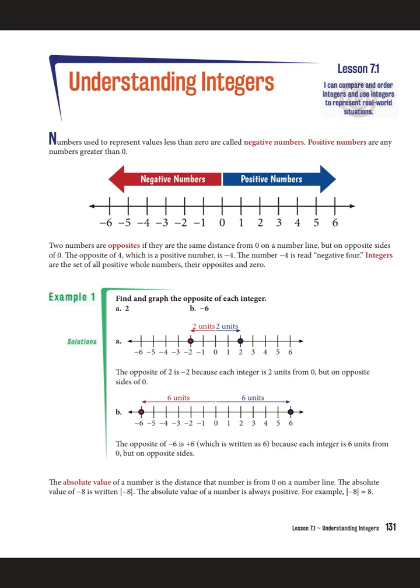The absolute value of a number is the distance that number is from 0 on the number line. The absolute value of negative 8 is written as absolute value of negative 8, with those two vertical lines and negative 8 in between. The absolute value of a number is always positive. For example, the absolute value of negative 8 is 8. Moving on.